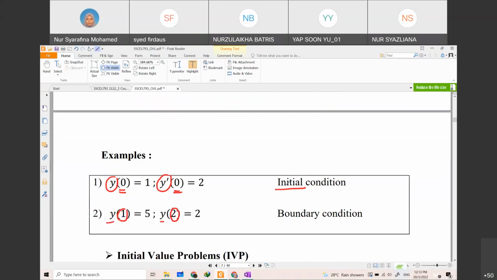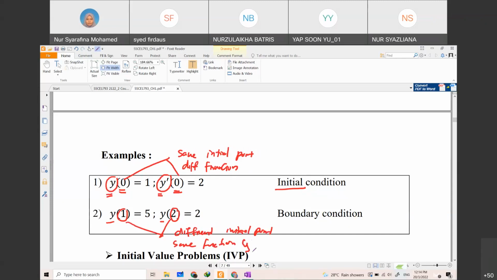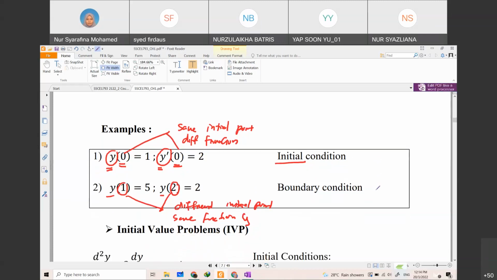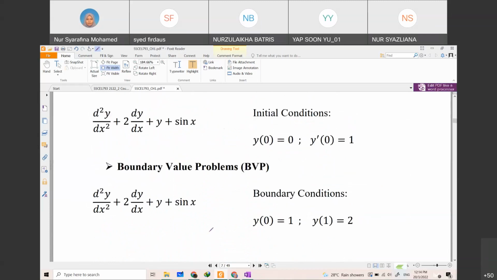Can you see the difference? For initial, we have only 1 point, same initial point, but different function, function y prime. This one, different points on same function of y. Okay, so once you identify what are the initial conditions and boundary conditions, you can apply in initial value problems and also boundary value problems.